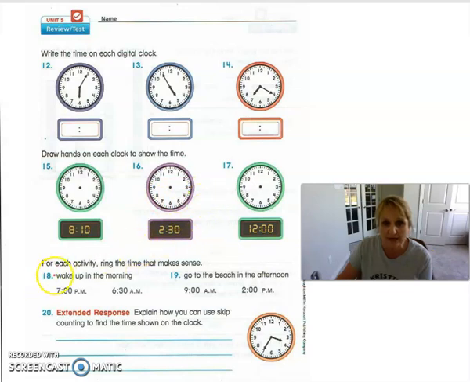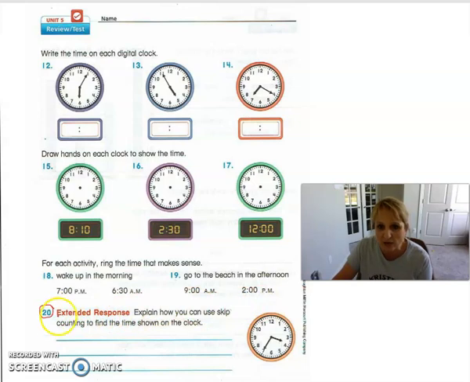On the rest of it, for each activity, ring the time that makes sense. Wake up in the morning, 7 o'clock p.m., 6:30 a.m. You have to remember which one is morning and which one is evening. 19, go to the beach in the afternoon, 9 o'clock a.m. or 2 o'clock p.m.